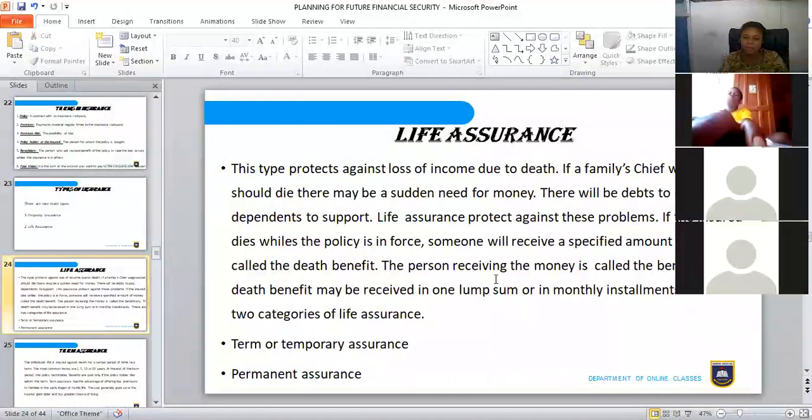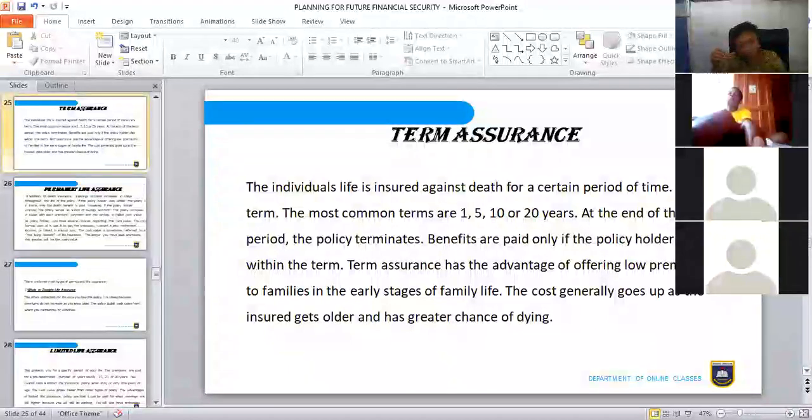Now, so the person, like we said, the person receiving the money is called the beneficiary, and then death benefits may be received in one lump sum or in monthly installment, and that depends because there are two categories of the life insurance. We have the term or temporal assurance and then the permanent assurance. So it depends on which policy you took. And the term assurance, the individual's life is insured against death for a certain period of time or the term that is given. And the most common terms will be 1, 5, 10, or 20 years. So at the end of that period, the policy terminates.